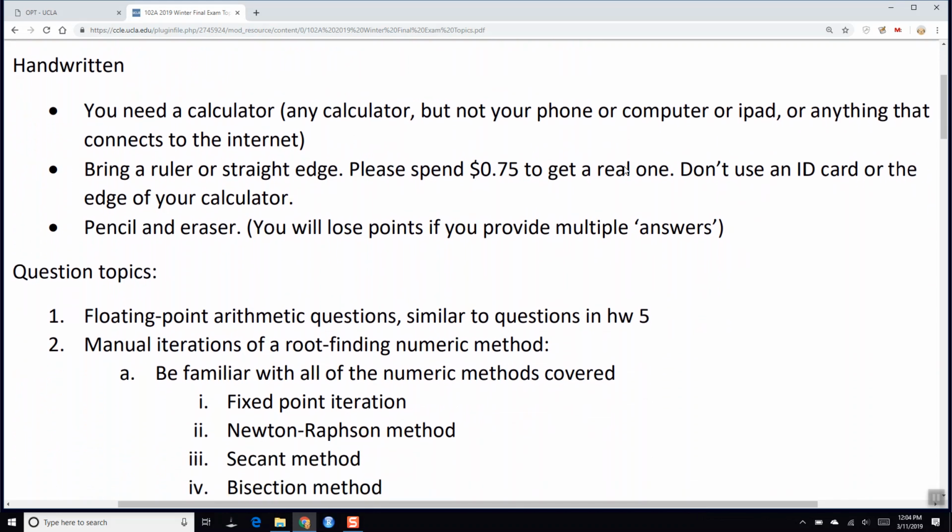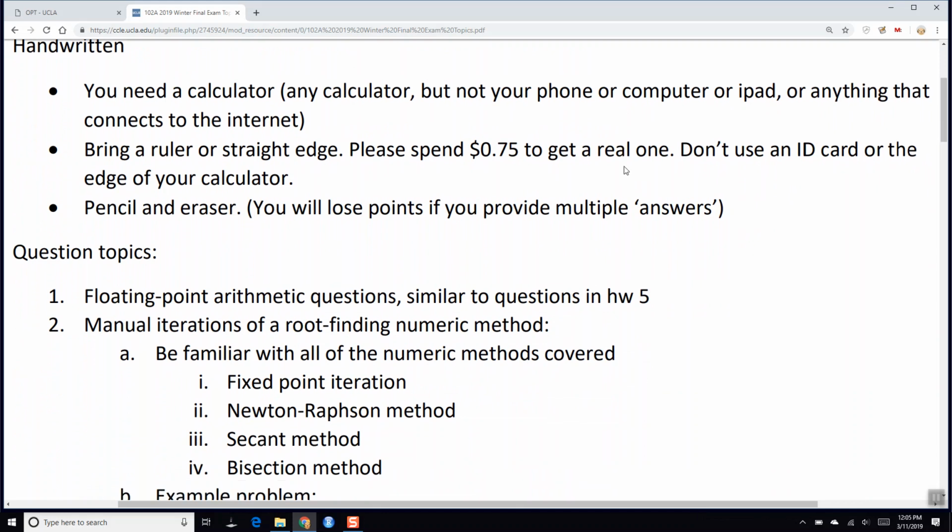Whatever, okay? You'll also need a ruler or straight edge, okay? Now please, if you don't own a ruler or straight edge, go to the store. You can go to Target and get one for like 50 cents, okay? Don't use your ID card or the edge of your calculator or something. People have done this in the past and the results always come out bad. Somebody tried to fold their piece of paper so that it has an edge. It was no good, okay?